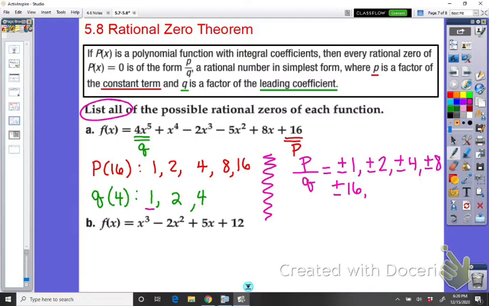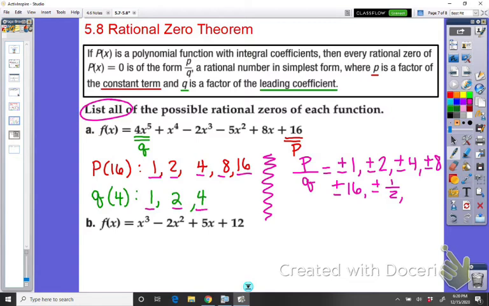Now if you take them each over 2, so 1 over 2, so I'm looking at that one there, this is plus or minus a half. If I do 2 over 2, that's a 1, which I already have in my list. If I do 4 over 2, that's a 2, which is already in my list. 8 divided by 2 is 4, which is already in the list. And 16 divided by 2 is an 8, which is already in the list.